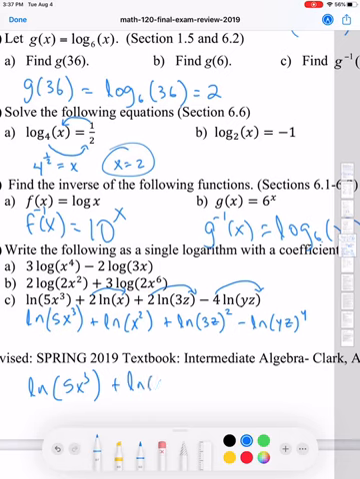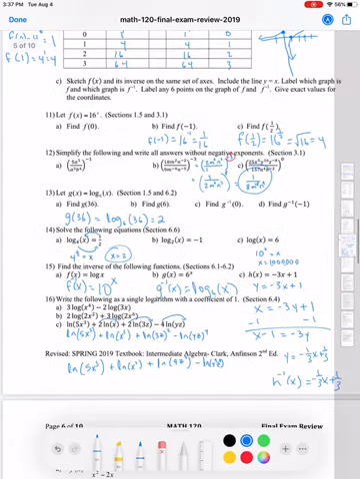X ln of x squared, that doesn't change. What changes is here, you need to square both things. So this will give us 9. 3 squared is 9. Z squared. And then again, over here, you're going to raise both to the 4th power. Okay, so the last step, we're going to combine everything into a single log.